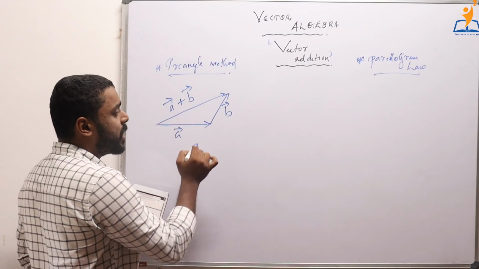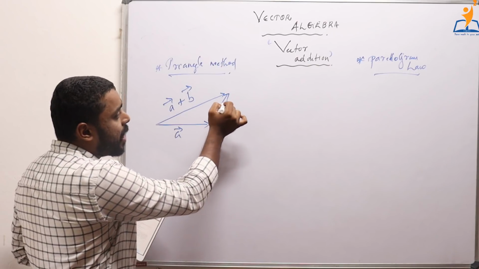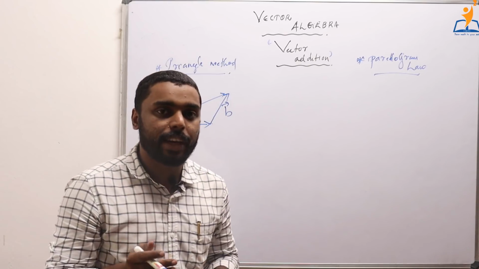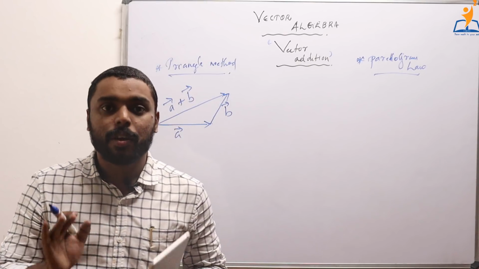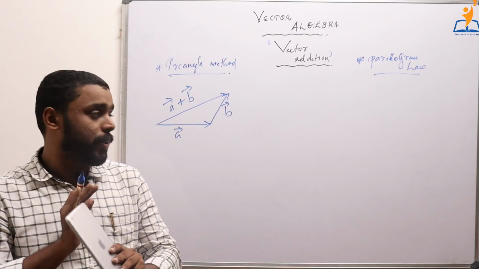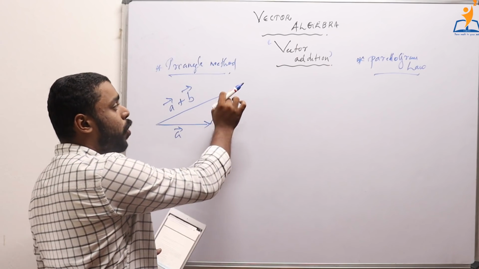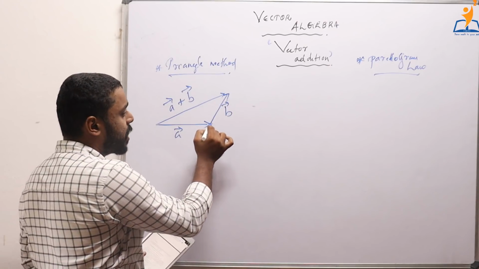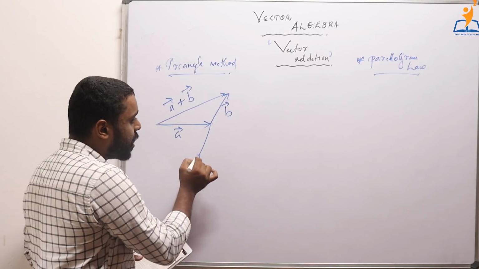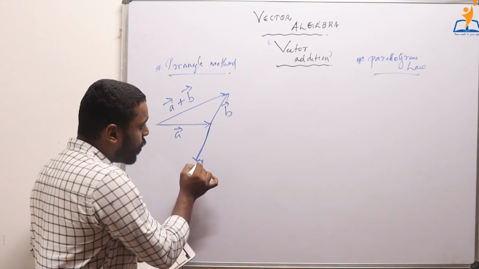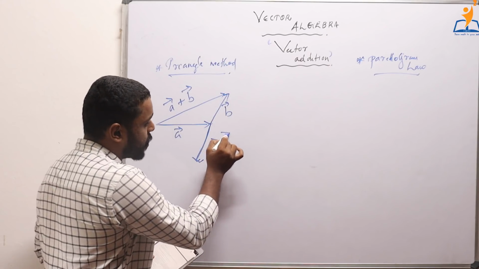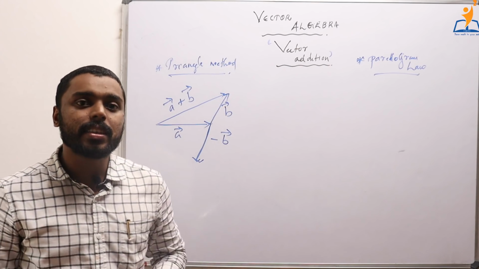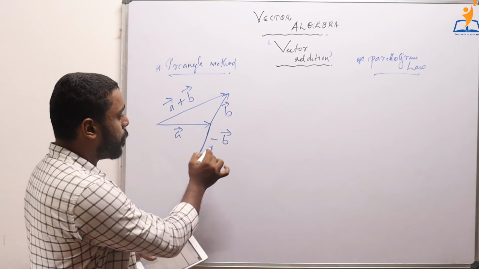Similarly, we can find A minus B also. I told you in the previous class that in order to find the negative of a vector, just reverse the direction. We shouldn't change its magnitude or initial point, just change the direction so that the terminal point gets reversed, and we obtain minus B just like this. So minus B is nothing but a new vector formed by reversing the direction of vector B.